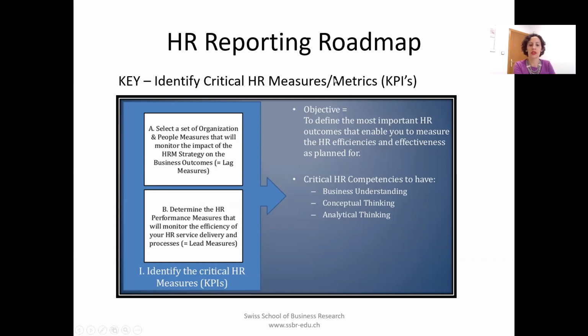So what are we going to do? We're going to select a set of organization and people measures that will allow us to monitor the impact on the business outcomes. So then the second step within identifying the critical metrics will be to determine those HR performance measures that will help us to monitor the efficiency of the way that we deliver the HR service and the processes that we have for that.